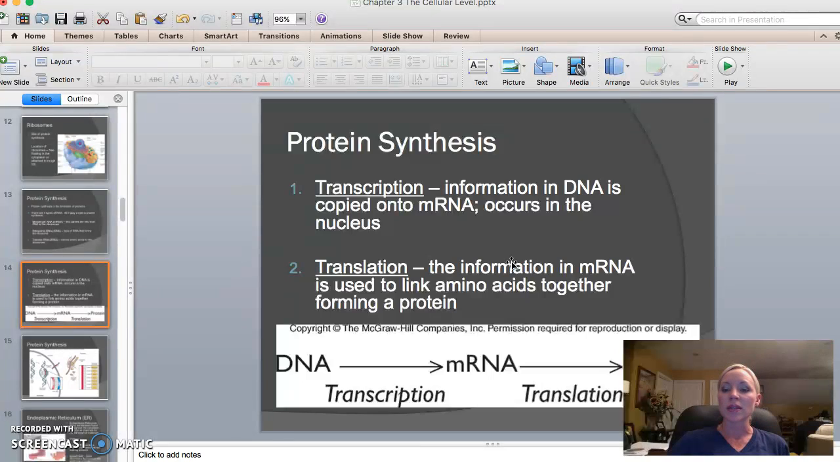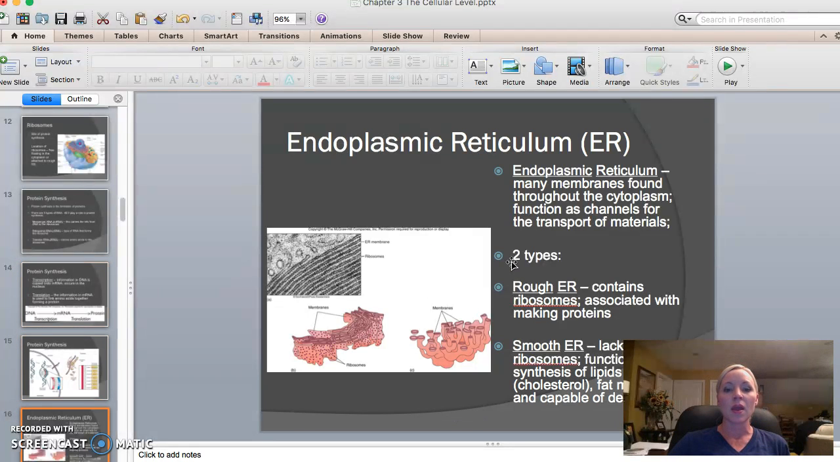Transcription: information in the DNA is copied onto the messenger RNA. It is going to occur in that nucleus. Now, translation: the information in the messenger RNA is used to link those amino acids together to form that protein.